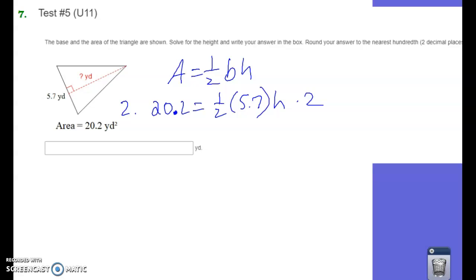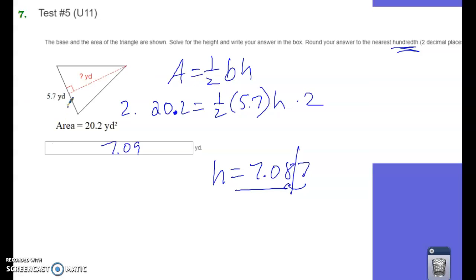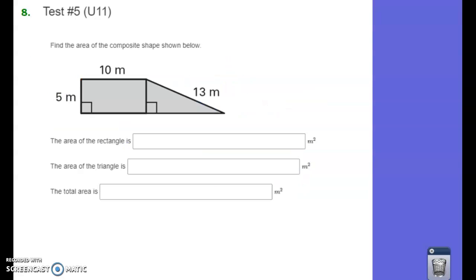And you should get, what's number 7? Oh, h equals 7.087. And we're rounding to the nearest hundredths place, which is right here. So this 7 determines that we move the 8 up. So that's 7.09 yards. And it's yards, not yards squared, because the answer is a length, not an area.